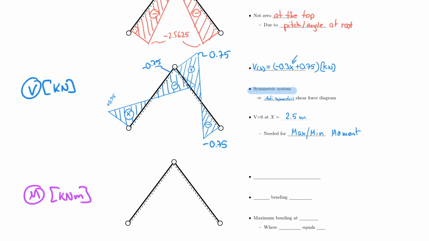Because my dashed fiber remains on the bottom for this component here. And so the system is symmetric. And by the way, the load case is also symmetric. And because that is the case, the shear force diagram must be antisymmetric. And where these pass through 0, which is effectively in the middle of the rafter, that's where we find our min and max moments. And we're going to look at that next.